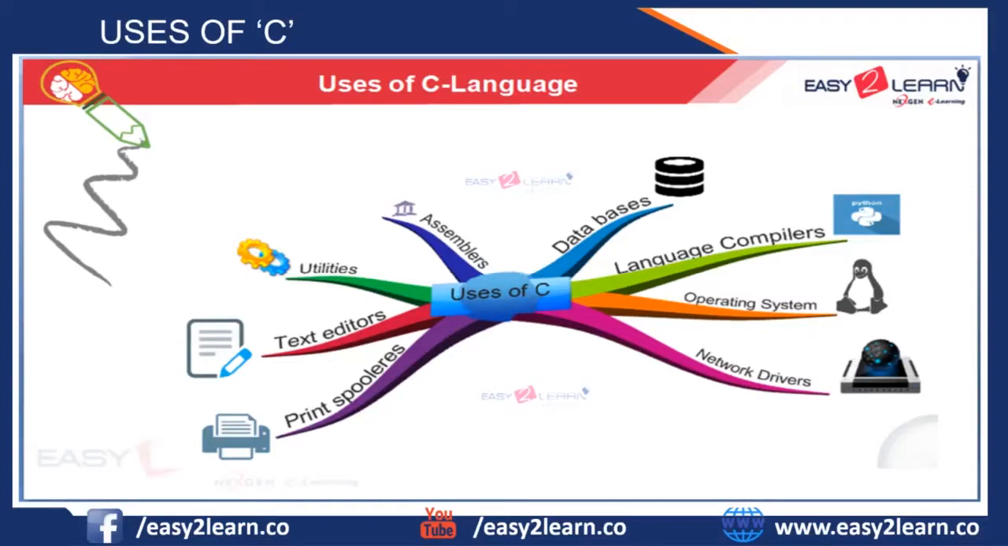Some examples of C are shown here. C has been used successfully with operating systems, network drivers, language compilers, databases, assemblers, text editors, print spoolers, modems, language interpreters, and many more utilities.